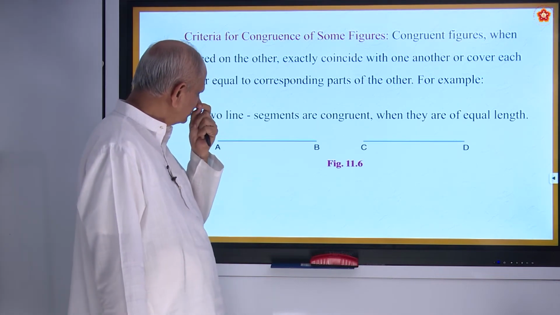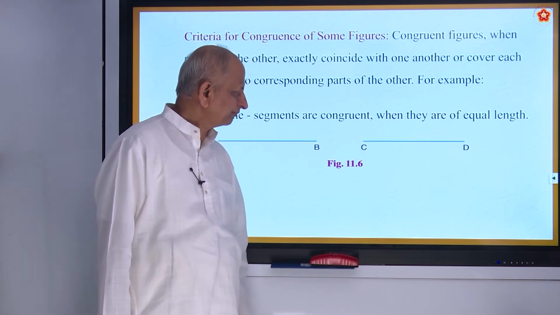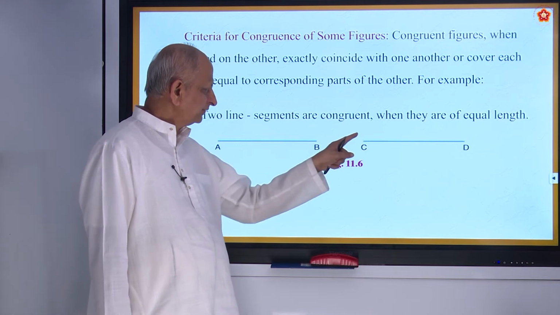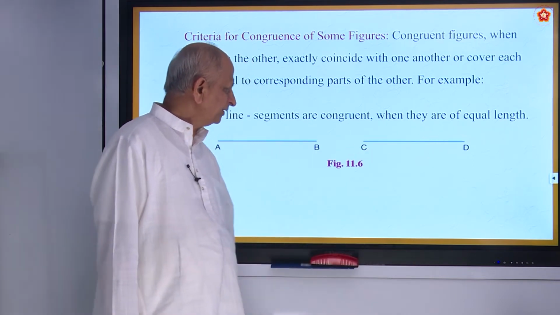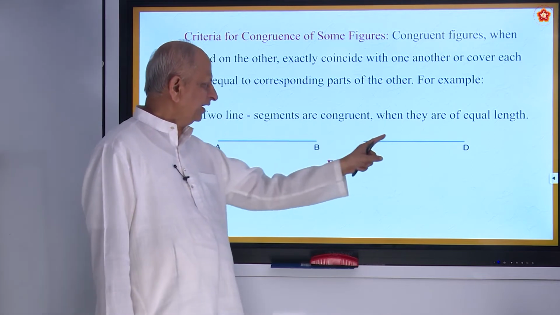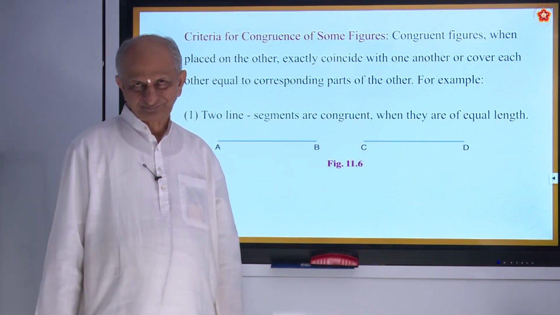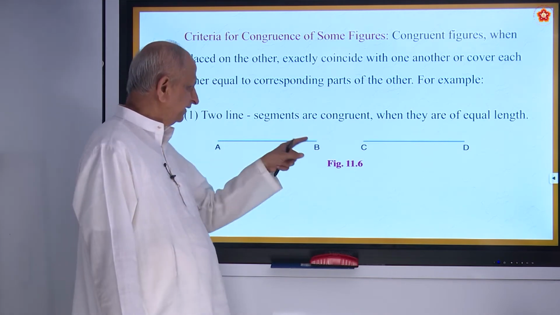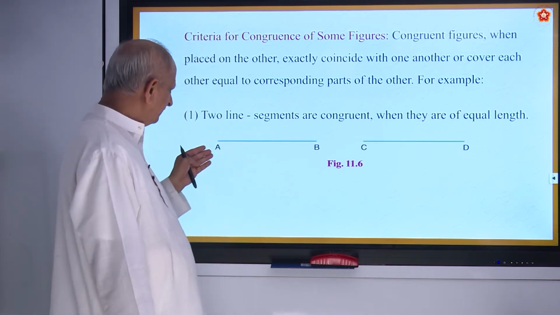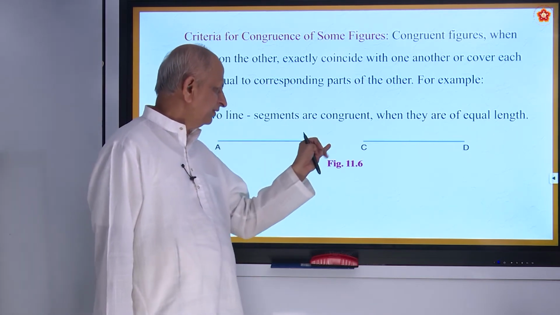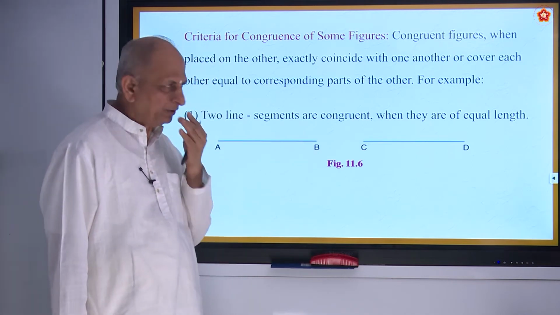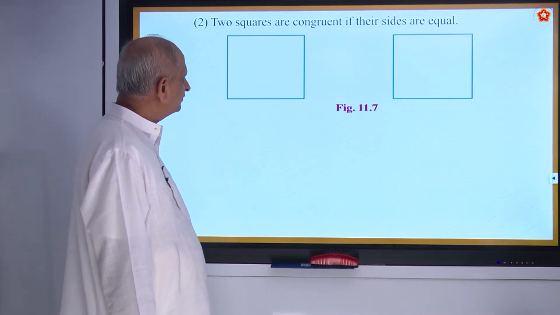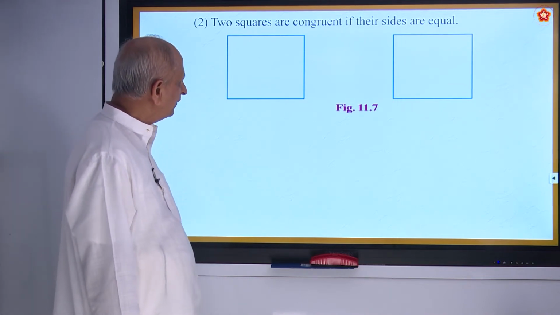For example, two line segments. Suppose you say the length of AB is 4 centimeters, length of CD is 4 centimeters, then we say these two line segments are congruent. AB is equal to CD. Okay, this is called line segment. Line means it can be extended to both sides, but segment means a part of a line.